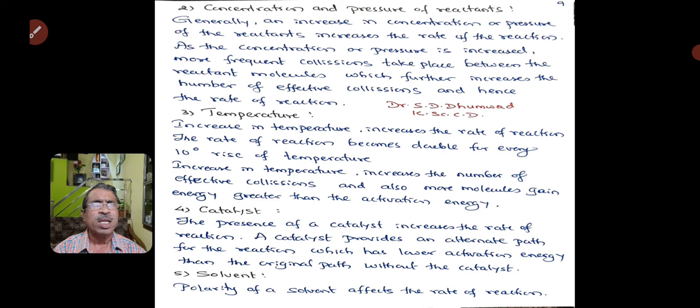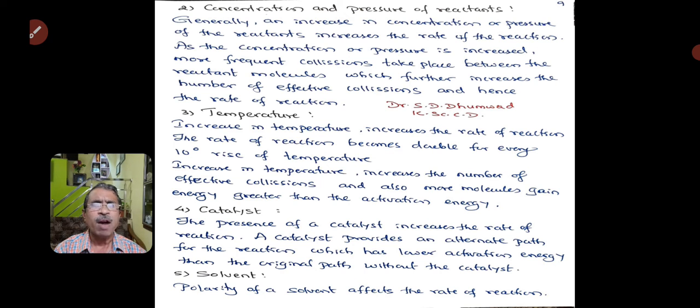Increase in temperature increases the number of effective collisions, and also more molecules gain energy greater than the activation energy. This also you are going to learn in detail in later stage. Coming to the fourth one, catalyst. The presence of a catalyst increases the rate of reaction. A catalyst provides an alternate path for the reaction which has lower activation energy than the original path without the catalyst.